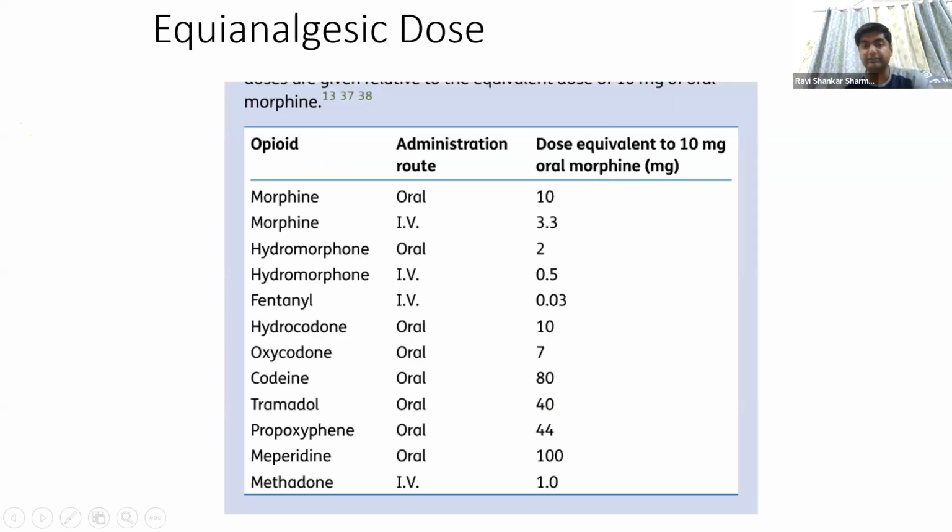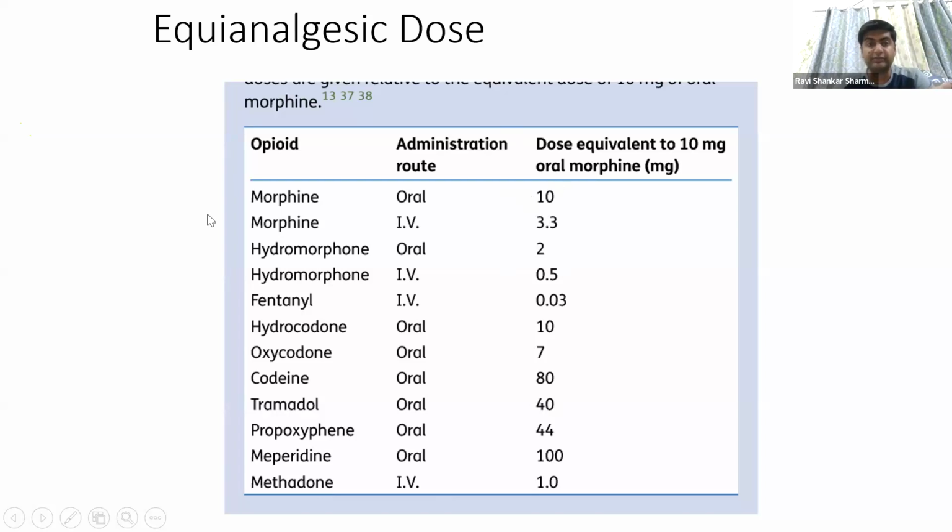So this is the conversion table. You must remember, IV morphine is almost 3 times more potent than oral doses. For methadone you can see 1 versus 3, so almost 3 times more potent. Fentanyl is almost 100 times more potent. Tramadol is about 4 times less potent compared to morphine. You just need to remember a few drugs.